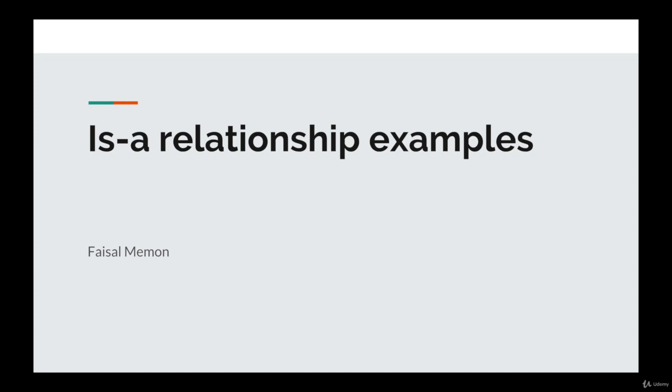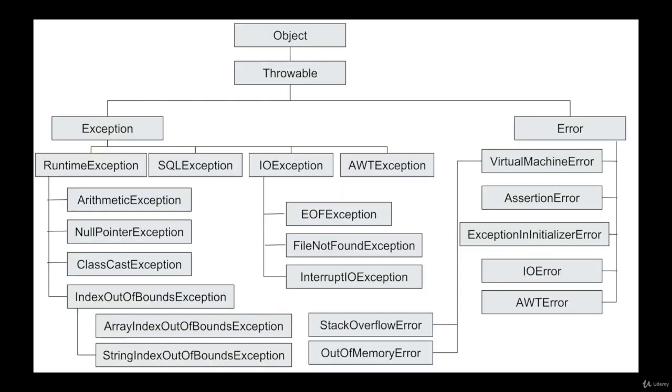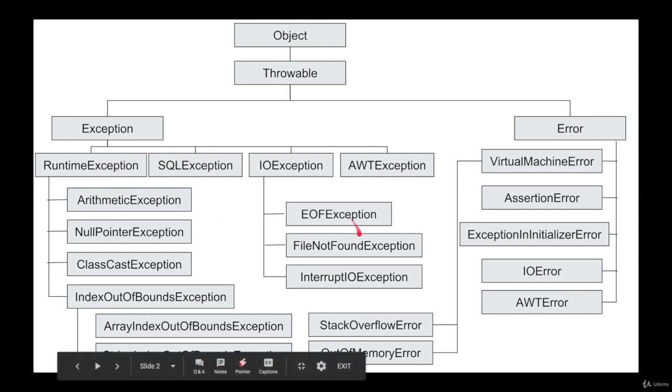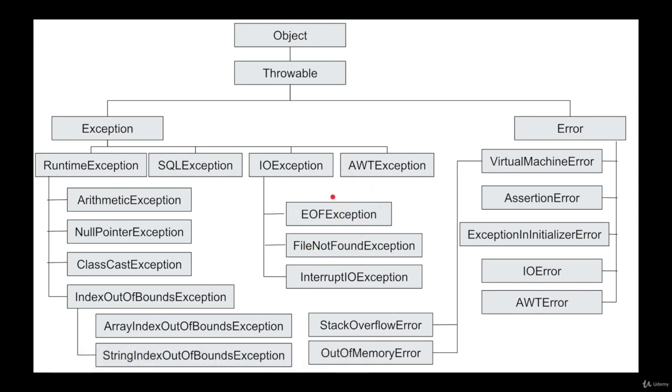In this lecture, I'm going to talk a little bit about some examples of inheritance, or the is-a relationship, in Java that already exist. The first example is the exception hierarchy. At the top we have the Object class, then Throwable, then two subclasses called Exception and Error, which in turn have all these types of child classes. In Exception we have these child classes, and in Error we have these child classes. This is how the exception hierarchy is implemented in Java.